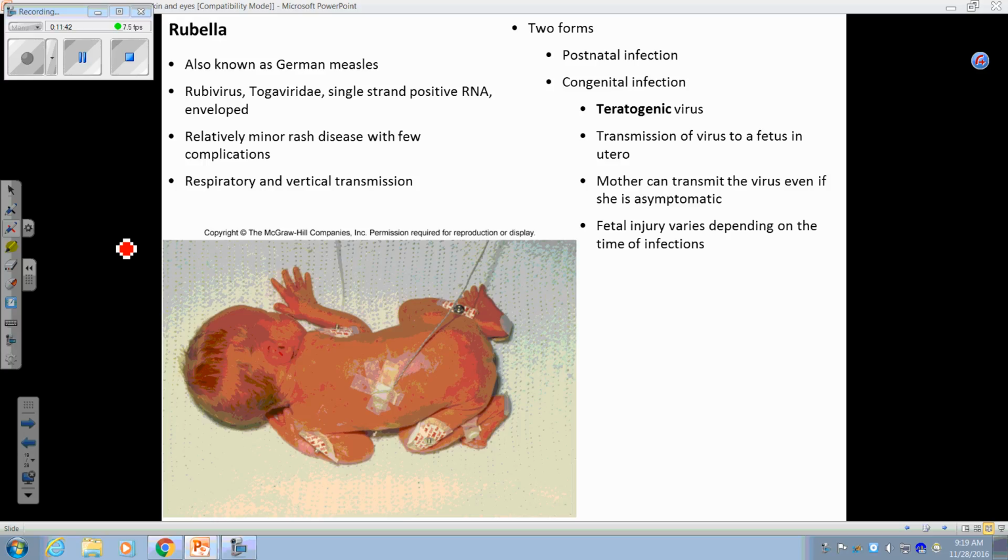Rubella is actually the third virus disease completely eradicated in North America, United States, Canada, and Mexico. So the first one is smallpox. Second is rinderpest, which is an infection of cattle. And the third is rubella. So I'm going to eradicate it in North America.